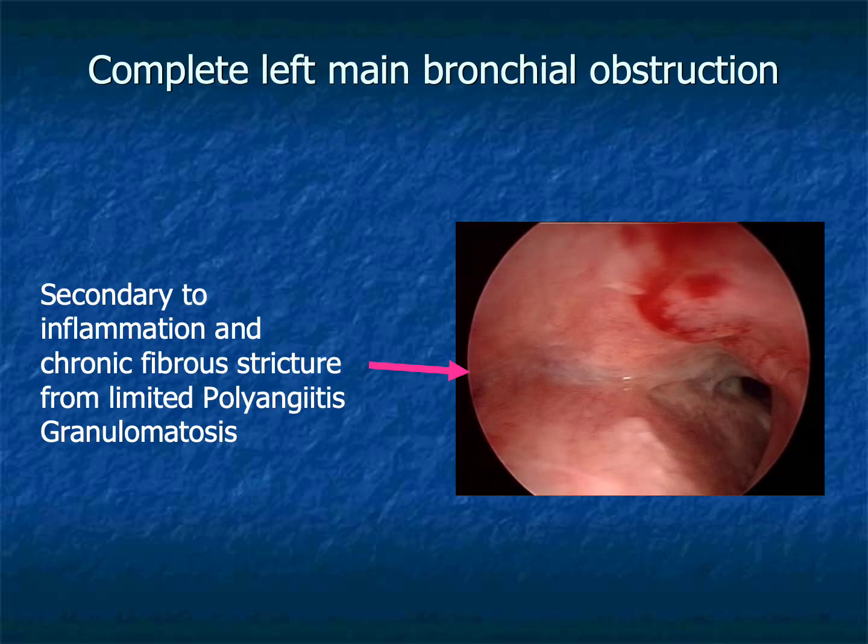This example demonstrates complete left main bronchial obstruction secondary to inflammation and chronic fibrotic stenosis associated with granulomatosis with polyangiitis, formerly known as Wegener's granulomatosis. The important lesson is that airway obstruction is not always caused by tumor. Inflammatory and autoimmune diseases may produce severe narrowing and complete airway occlusion. Accurate description of the morphology and severity of the obstruction is essential for diagnosis and treatment planning.